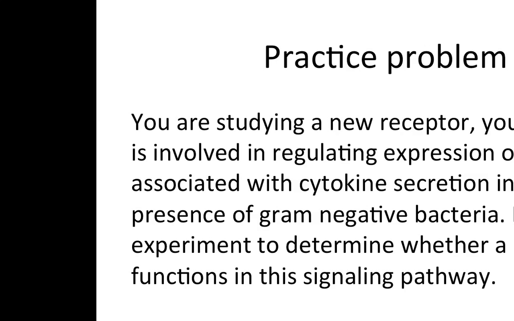You are studying a new receptor, not a falsified or plagiarized one, and you believe it is involved in regulating expression of genes associated with cytokine secretion, so remember, expression, production, in the presence of gram-negative bacteria. So this is an immune response, right? Design an experiment to determine whether a receptor functions in this signaling pathway. You have to think to yourself, how is this receptor activated? Can I mutate something? What would be my readout? What would I look for to see if the receptor is active? Think about those things as you discuss with your friends. I'll circulate if you have questions.